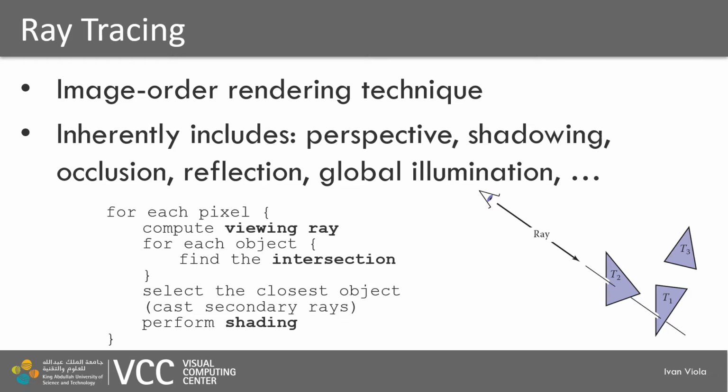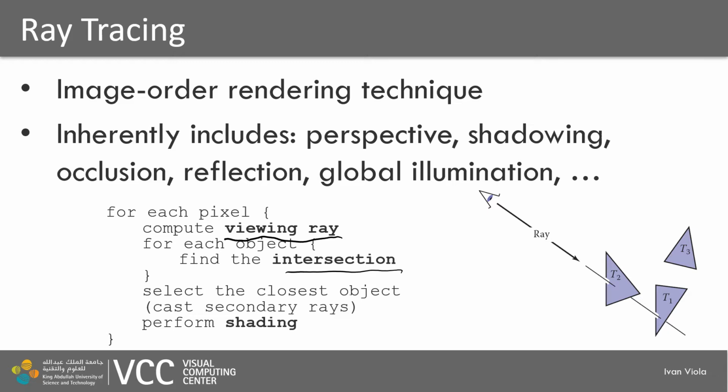Now we can see ray tracing in this short pseudocode that contains a few stages of its algorithm. So first, we need to compute for each pixel a viewing ray. And once we have this ray, which is a line in space, then we are calculating the intersection of this ray with objects in the scene. This is the second stage.